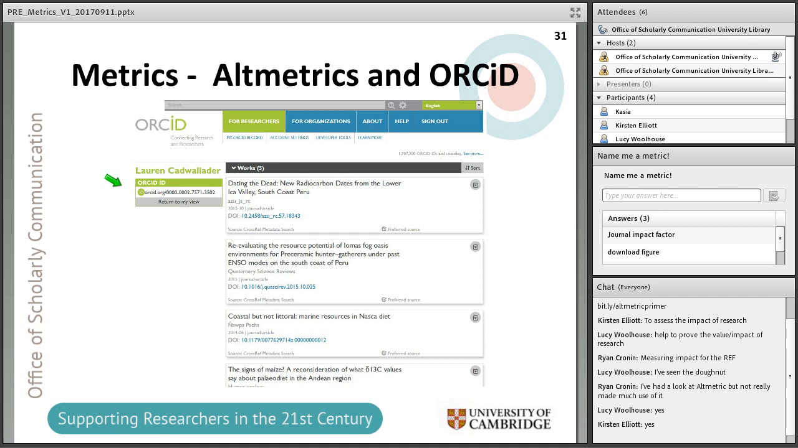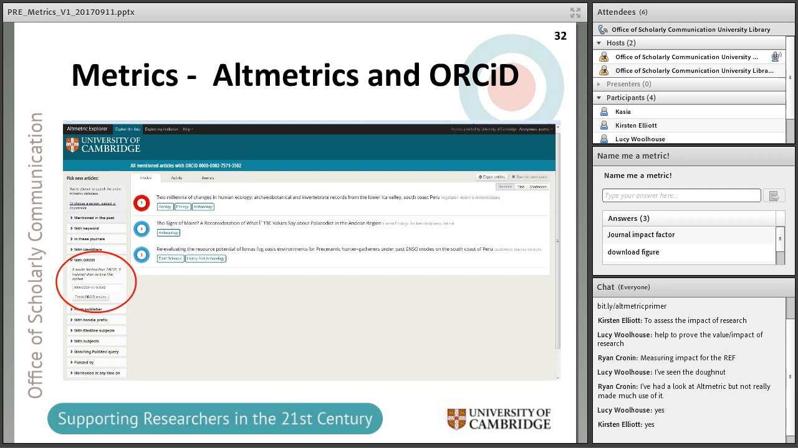Thank goodness. Okay, altmetric also integrates with ORCID. So if you have an ORCID profile, and an author does, they have a big number here, and you can use that number to go into altmetric and look up their scores. So this is the old interface. I apologise, I haven't updated it, but you can do this in the new one as well.